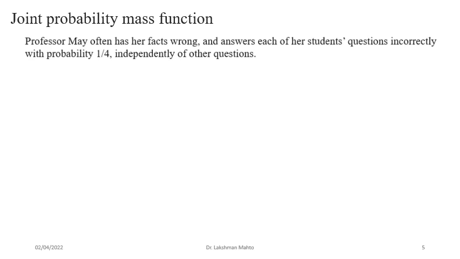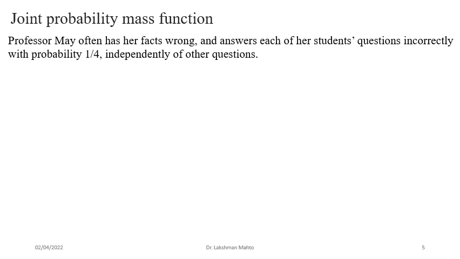Now further we will talk about the joint probability mass function. Here I will take one example, which is really interesting and very much related to academics. There is a professor, Professor May, who often has her facts wrong, and answers each of her students' questions incorrectly with probability 1/4. That means out of four questions, one answer would be wrong. That is the fact associated with Professor May.